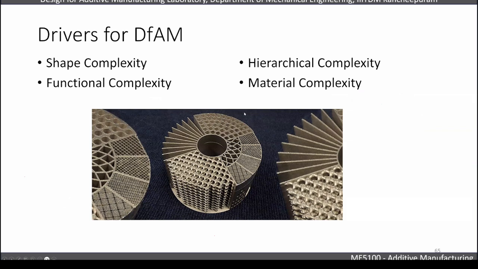So there are four different types of complexity that are being driven by additive manufacturing. One is called shape complexity, second is hierarchical complexity, third is functional complexity, and fourth is material complexity. So all these complexities are possible. Shape complexity is where you can manufacture complex shapes. Hierarchical complexity is where materials have hierarchical structures. Typically I could frame this as structural complexity, like lattice structures and hierarchical structures. Functional complexity is for increased functional integration, and material complexity, with multi-materials, is another important aspect. So these are all the drivers, right?